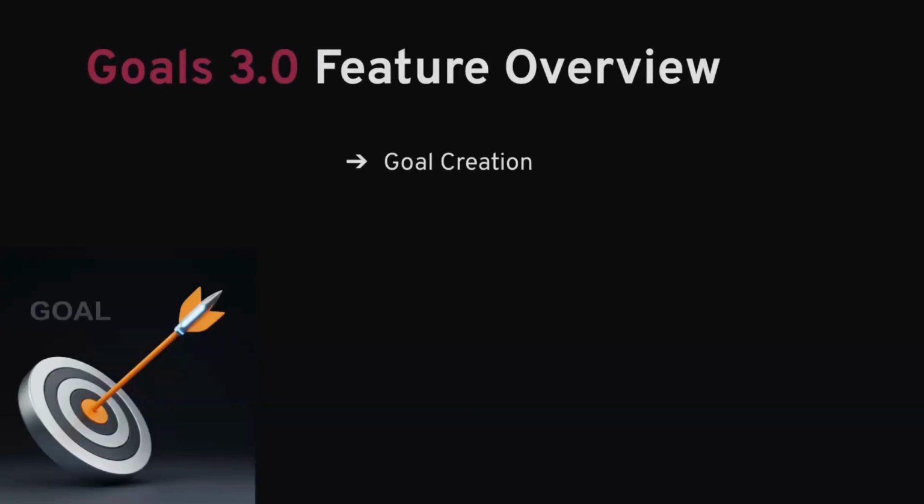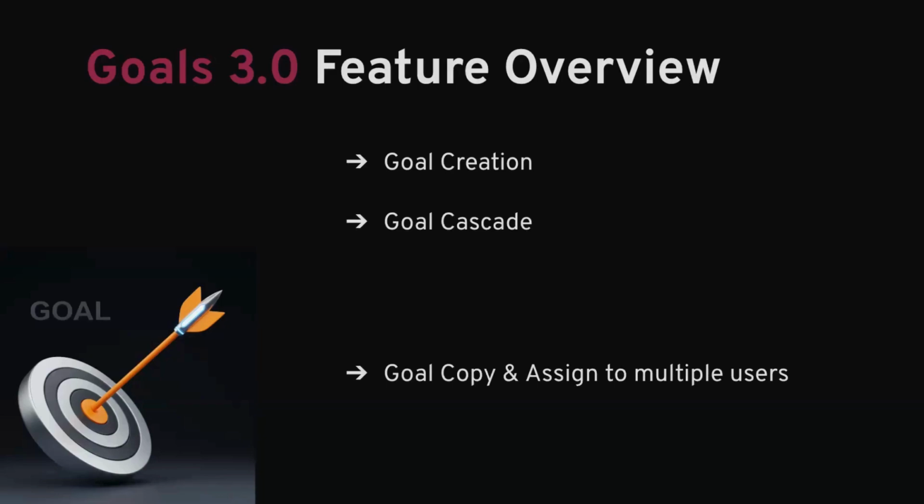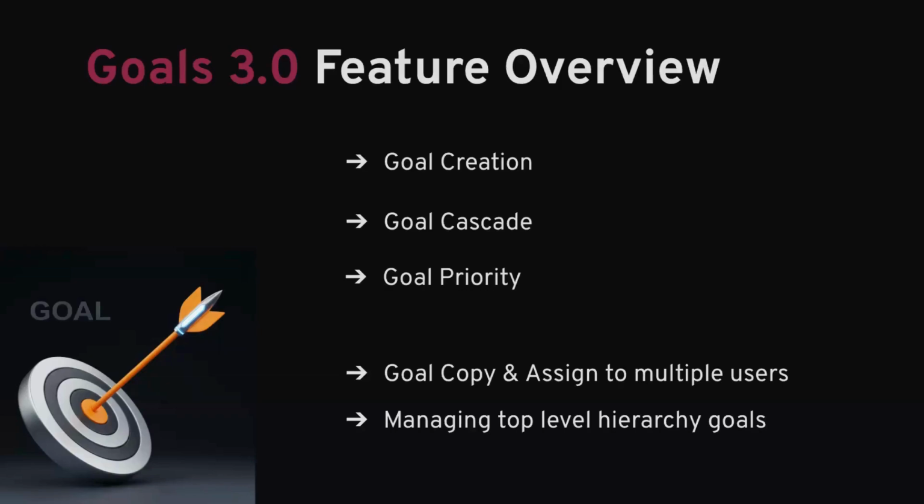So we discussed the goal creation, the new UI, how you cascade a goal, how you copy and assign goals to multiple users, and how you manage the top level hierarchy goals with that goal hierarchy, the tree view. Using the tree view, how you can easily create goals and cascade to multiple people, again, setting up goals priority and advanced filter. So these are some of the new options that we have explored so far.